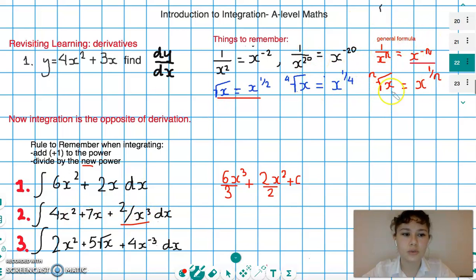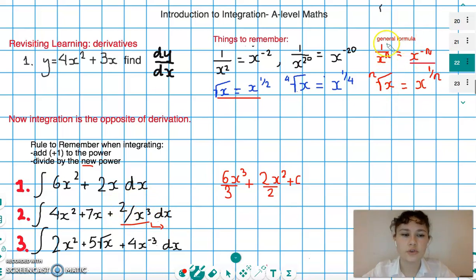we've got our general formula. All of this is our rules of indices. We must utilize this in order to solve the second and third question. So we have here, which is 2 over x to the power of 3, which is the tricky part of the question. That's where we have to use our rules of indices in order to simplify this expression so we can integrate it. So we have here 2 over x to the power of 3.